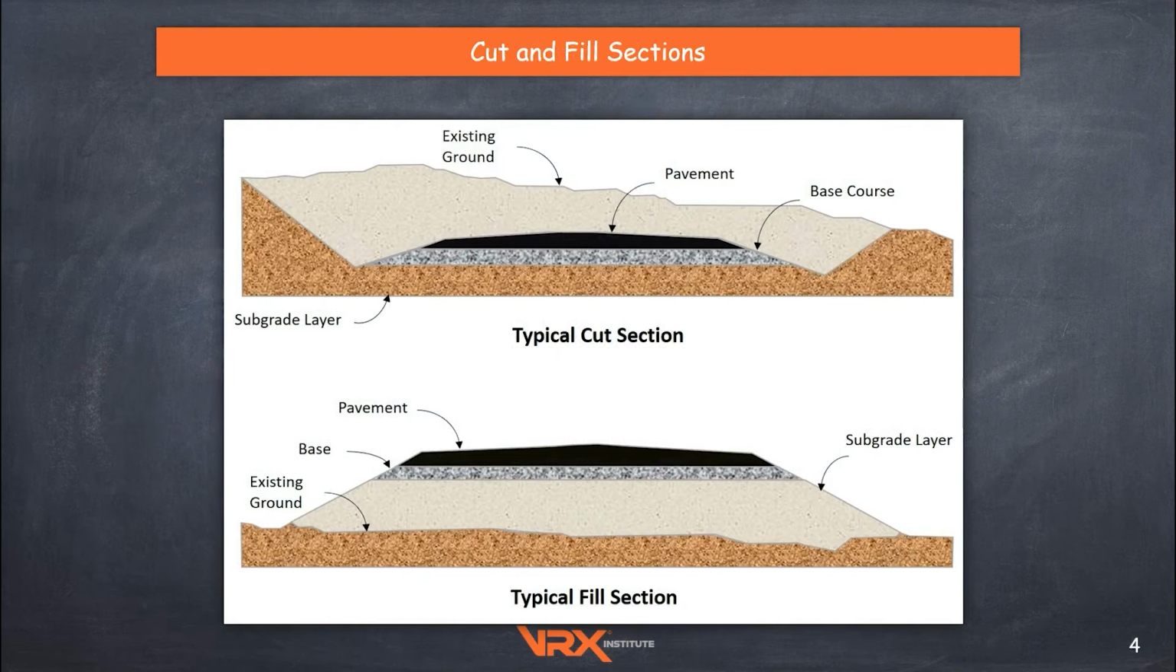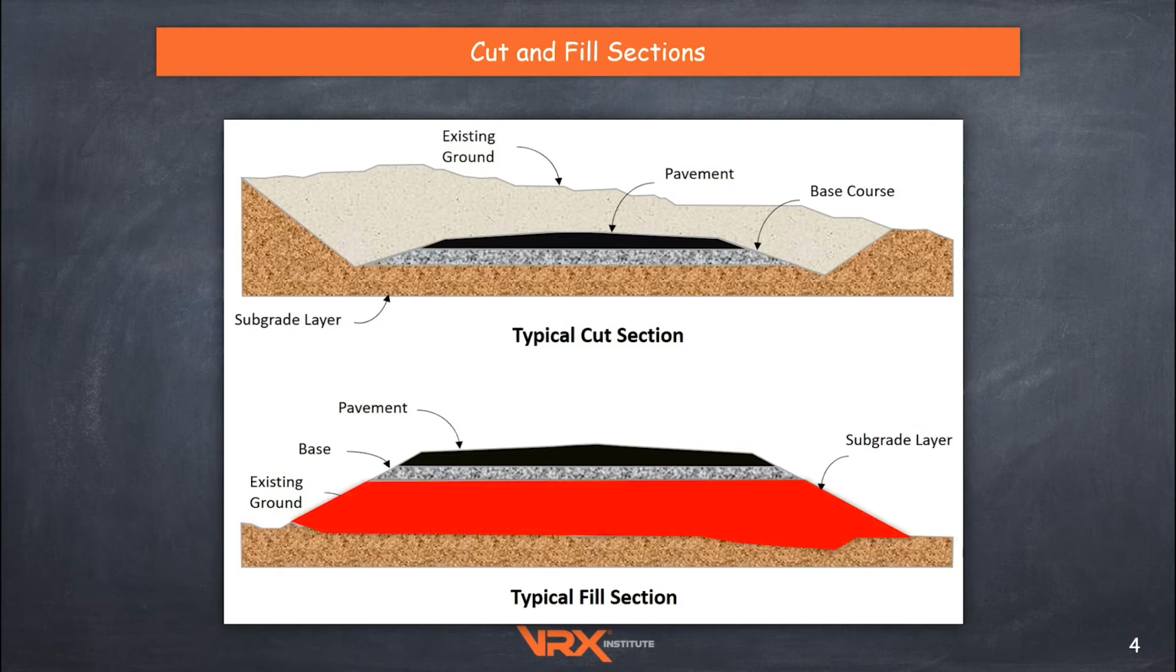A fill is where the contractor places material in a low area or builds an embankment, like a tall approach to a bridge overpass. Fill is the embankment material placed above natural ground line to achieve the desired roadway elevation. Here you see the existing ground, and then here is the fill area to get to the roadbed elevation.